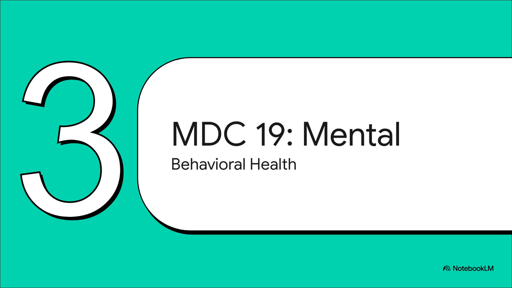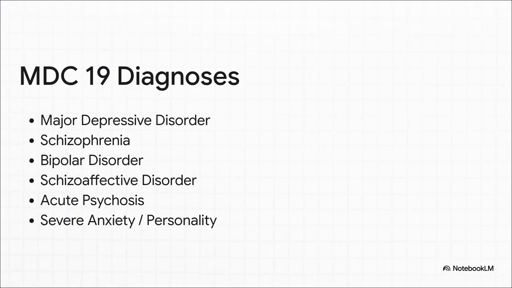All right, on to Section 3, MDC 19, Mental Disorders. Let's pivot to the behavioral health side. Under MDC 19, we're dealing with pure psychiatric conditions. Think major depressive disorder, schizophrenia, bipolar disorder, and acute psychosis. These are totally unique because they dictate their own special inpatient psychiatric facility payment mechanics. Basically, they follow entirely different reimbursement rules than your standard acute medical care cases.